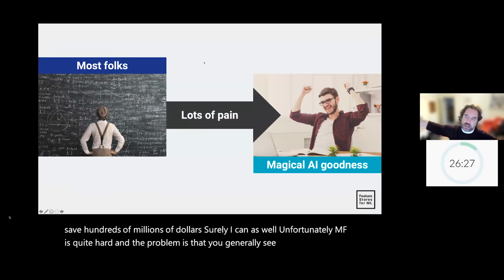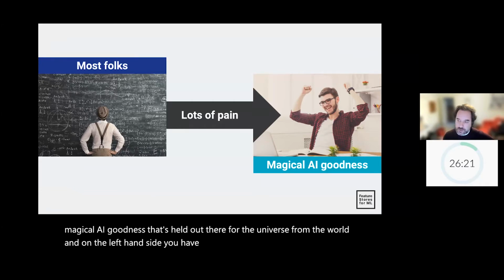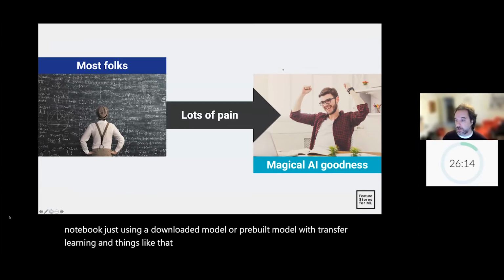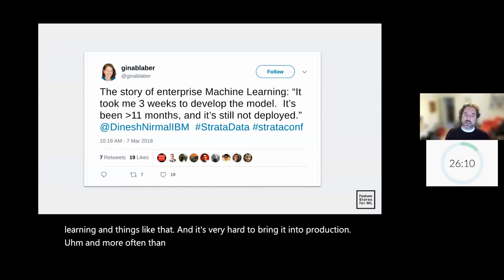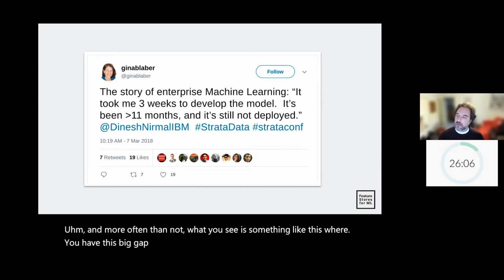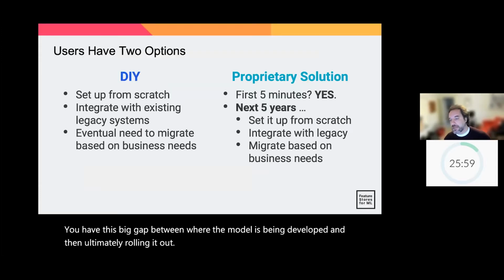You have this magical AI goodness that's held out there for the universe, for the world. And on the left-hand side, you have most folks who are just using a Jupyter notebook, just using a downloaded model or a pre-built model with transfer learning and things like that. And it's very hard to bring it into production. And more often than not, what you see is something like this, where you have this big gap between where the model is being developed and then ultimately rolling it out. And the problems basically come down to this.